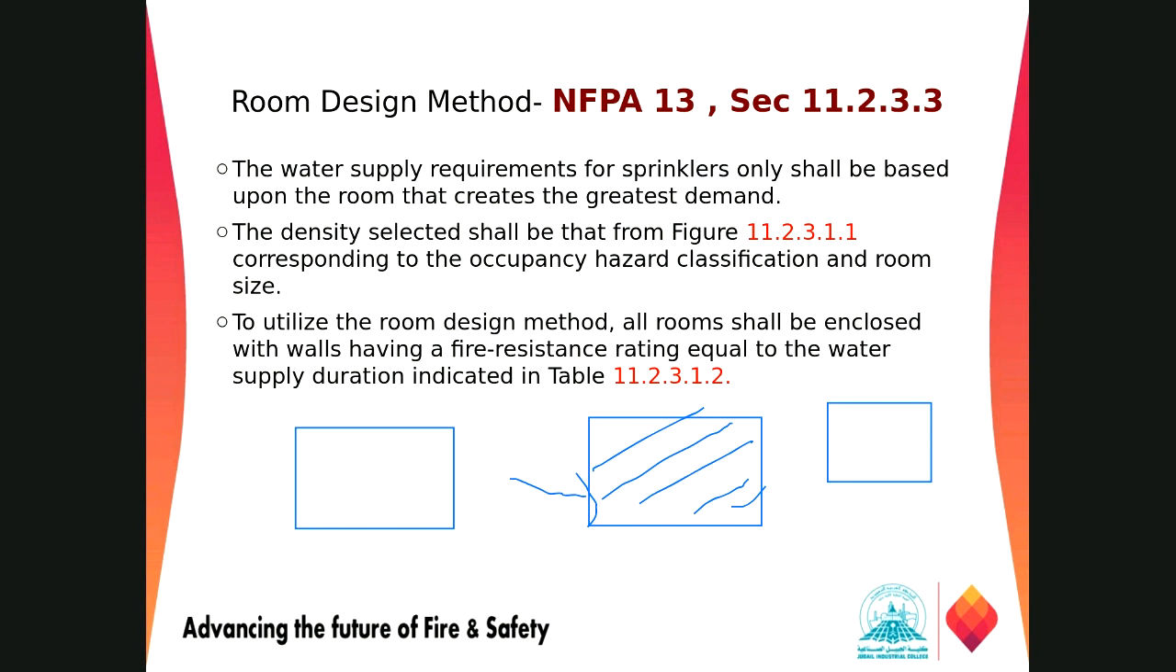So now the question comes: where to use the room design method? As I said, it is used only for areas where everything is like a room connection, and we have to give the maximum demand area in our calculations. Normally, if more than 5 sprinklers are required, we don't have to go with the room design method. It doesn't make sense. It is better to go directly with the density area method. This is what NFPA says about the room design area method.